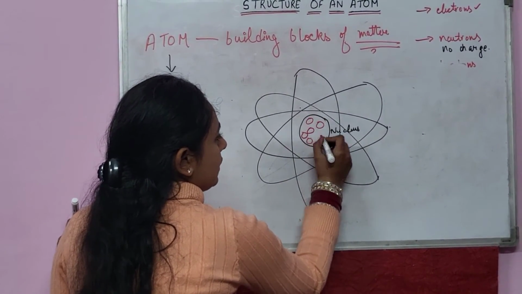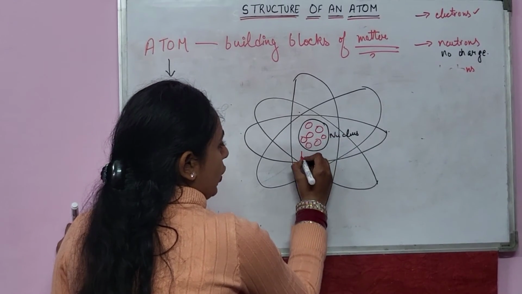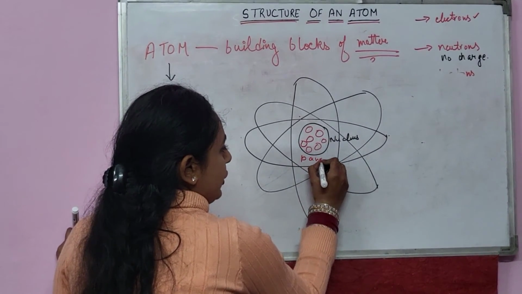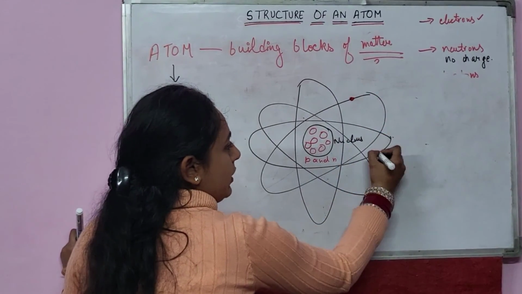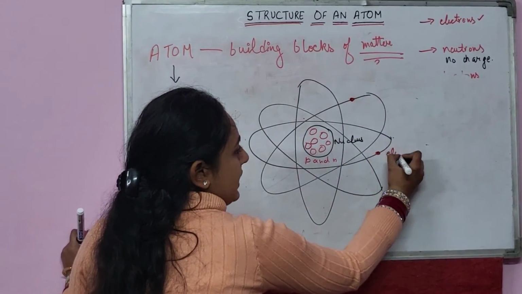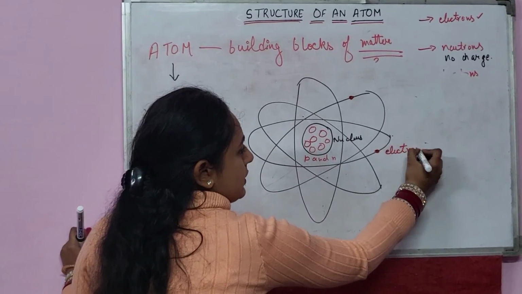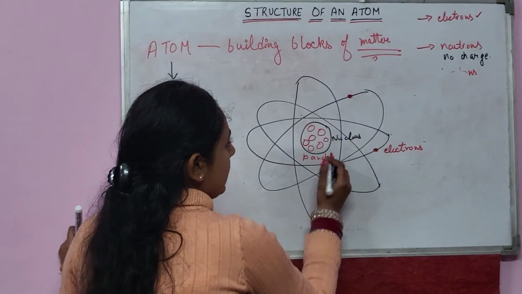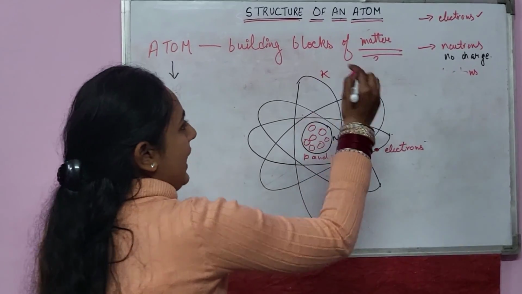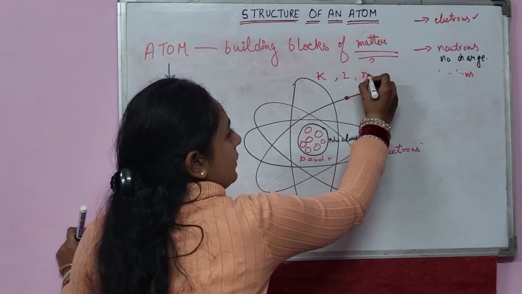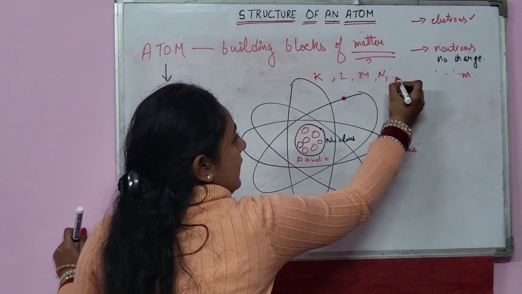This nucleus has protons and neutrons inside, and these shells have electrons. These shells are named first K, L, M, N, and so on.